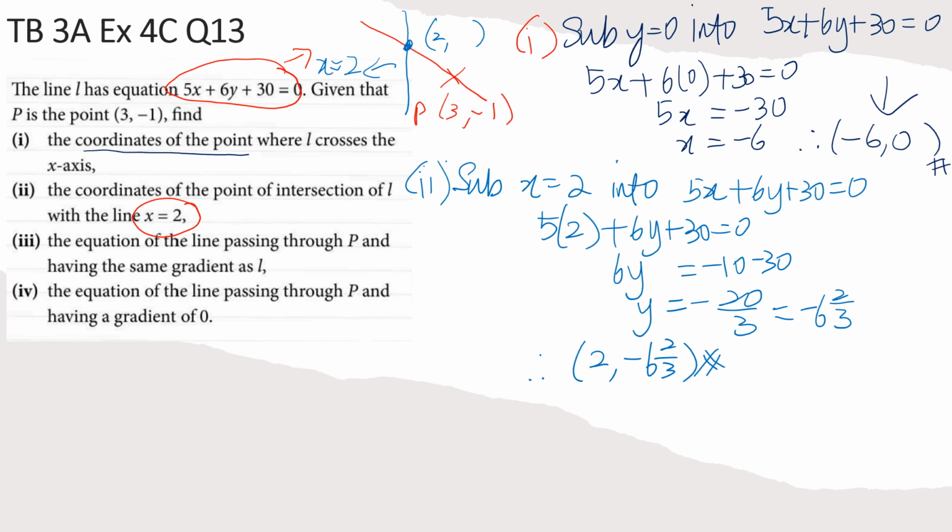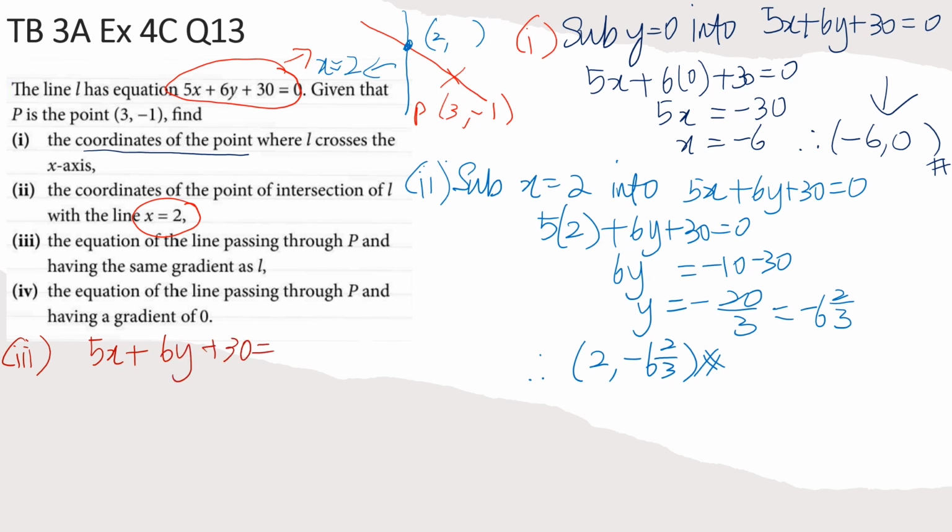Alright, let's look at part 3. It says to find the equation of the line passing through P. So the line must pass through P. That means P must be a point on the line, and it has the same gradient as L. So I need to go ahead and find the gradient of L. How do I do it? I have to look at the equation of the line L.